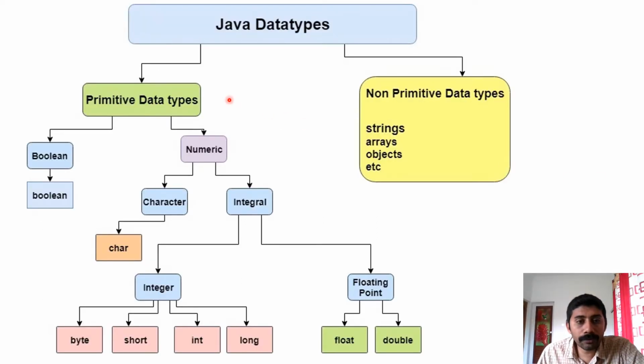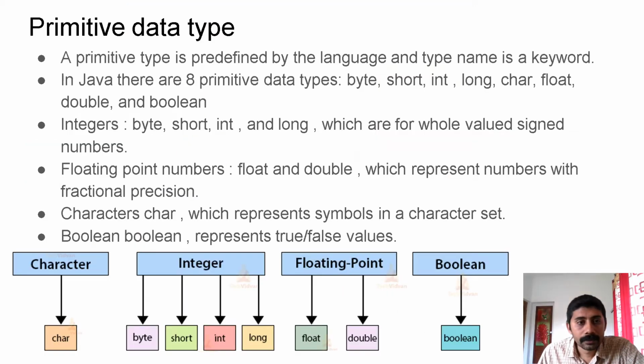Now let's see the overview of data types in Java programming language. In Java, we can classify the data types into two broad categories. One is primitive data types, that includes Boolean, character, integer, and floating point data types. The second category is non-primitive data types, that includes strings, arrays, objects, etc. Let's see the details of primitive data types. A primitive data type is predefined by the language and the type name is a keyword. So the type name will be a keyword.